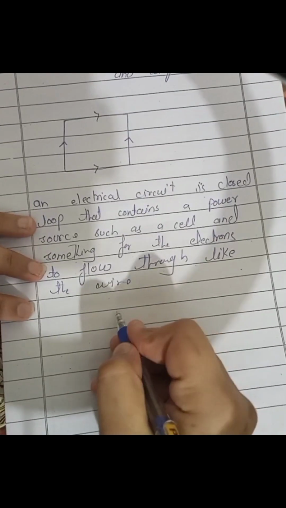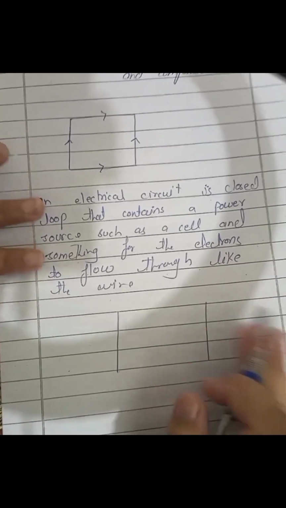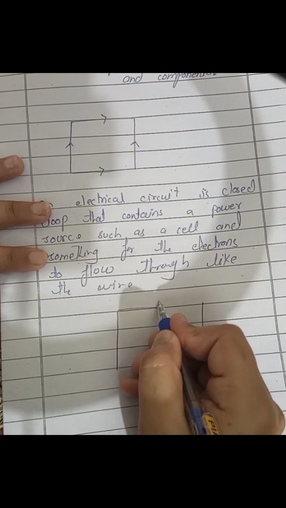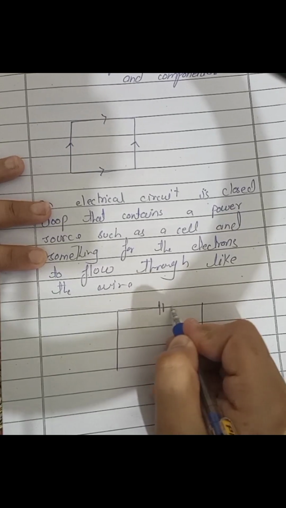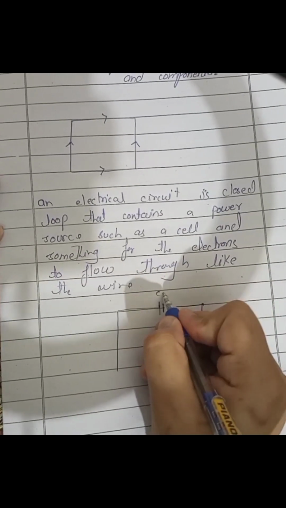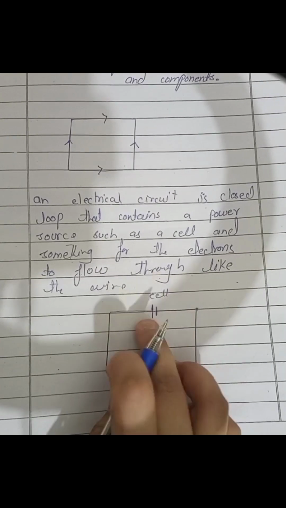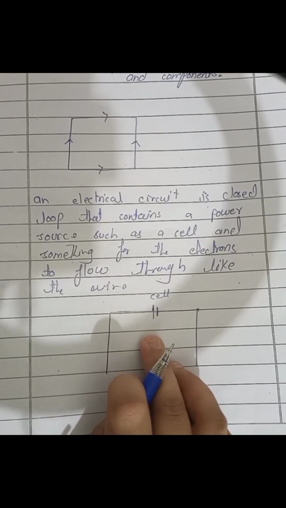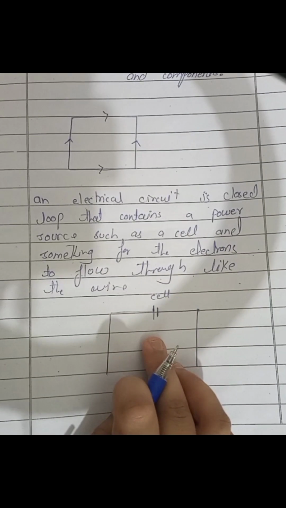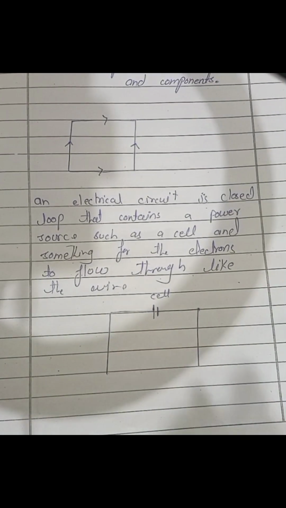For example, we have a closed loop, and this is the cell source, a battery in which electrons will move in the circuit and they produce current. This is a cell. There are three names for this: cell, battery, and source. Whenever a question comes about this, don't get confused about what is a cell, what is a source, and what is a battery. These are the same, similar things.